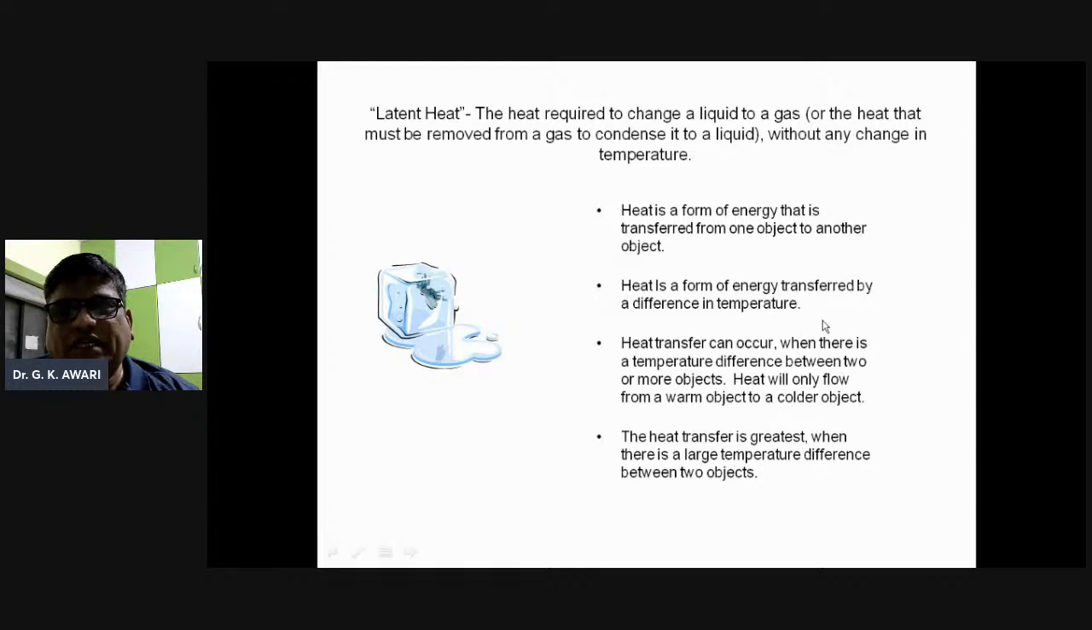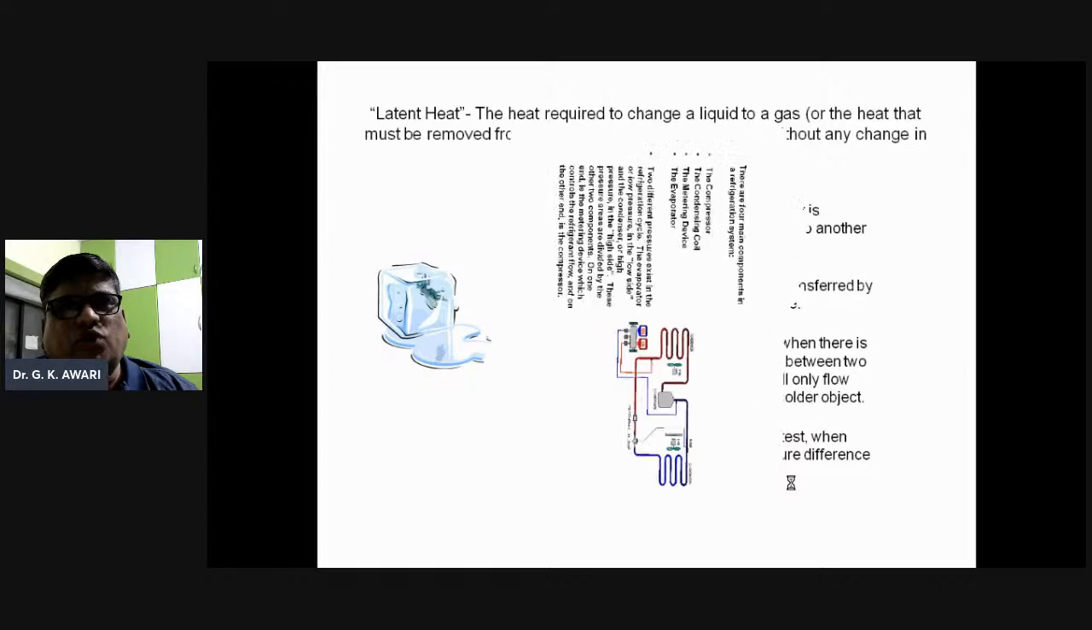Heat is a form of energy transferred by difference in temperature, and heat transfer can occur when there is a temperature difference between two or more objects. So heat will only flow from a warm object to a colder object, and heat transfer is greatest when there is a large temperature difference between the two objects.